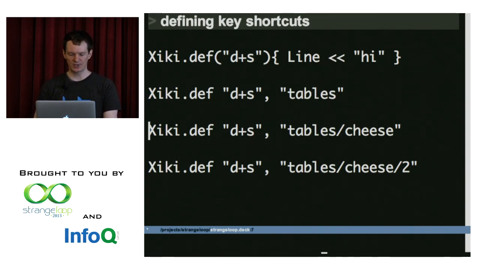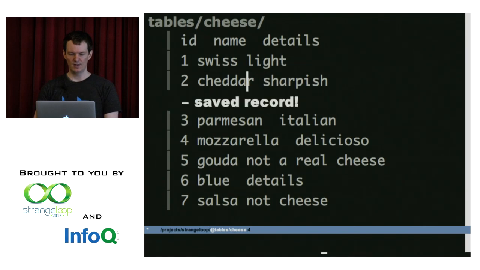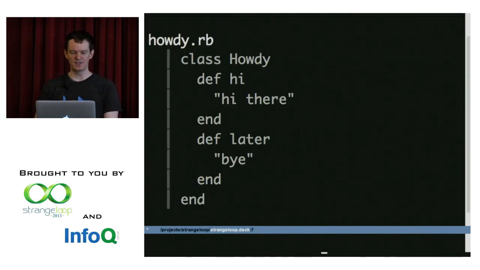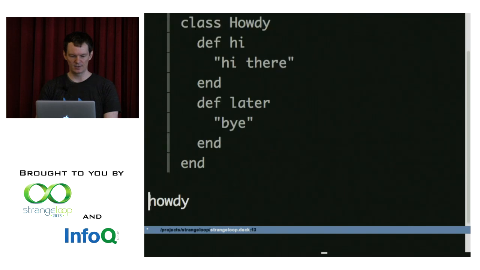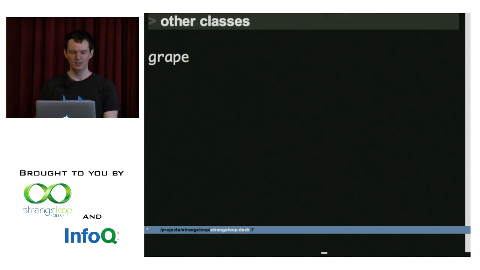These are defining keyboard shortcuts. This one here will make Control-D, Control-S show this table. And then, of course, you can edit it and do everything else. It pops up a new view. This is a dead simple Ruby class with methods. And if we create that, it will use the methods as the first level of menus, and it will run them when you expand them.